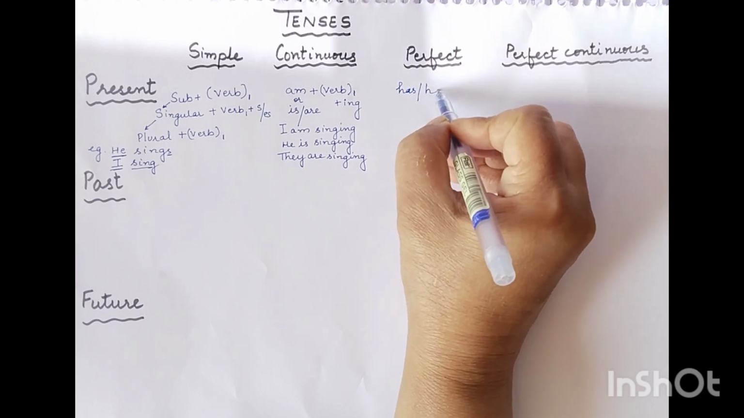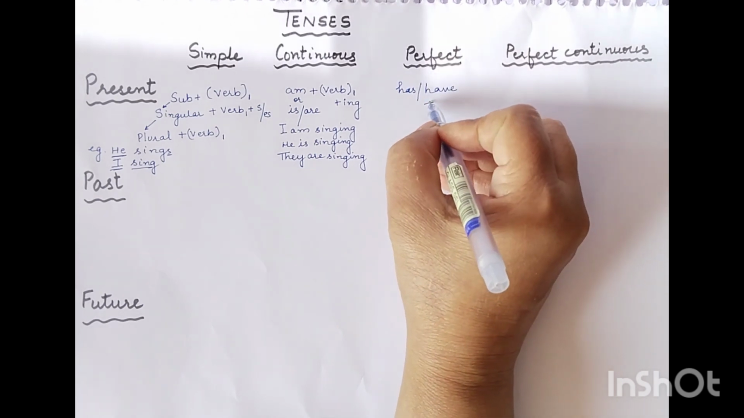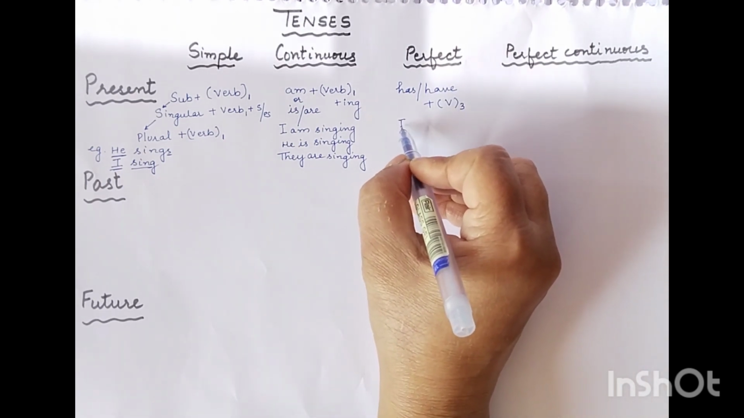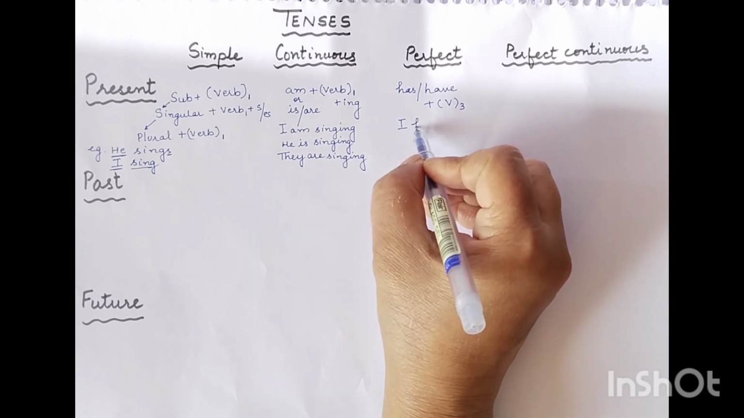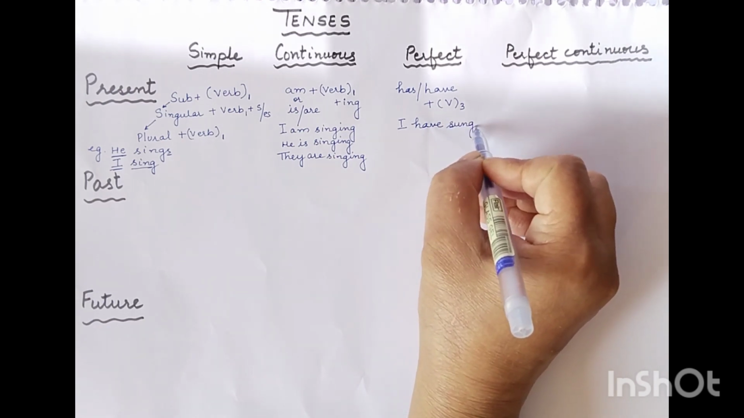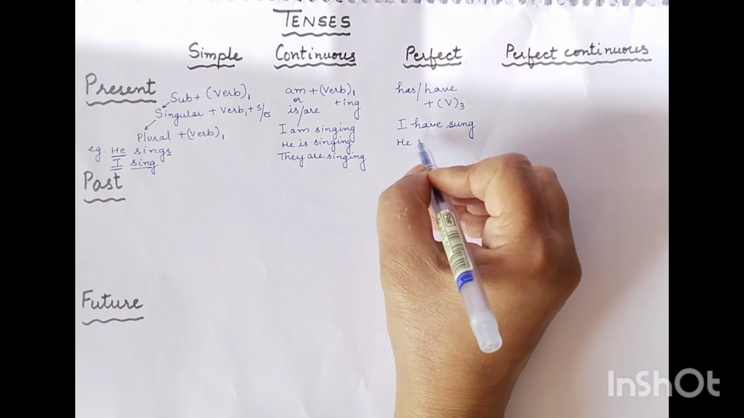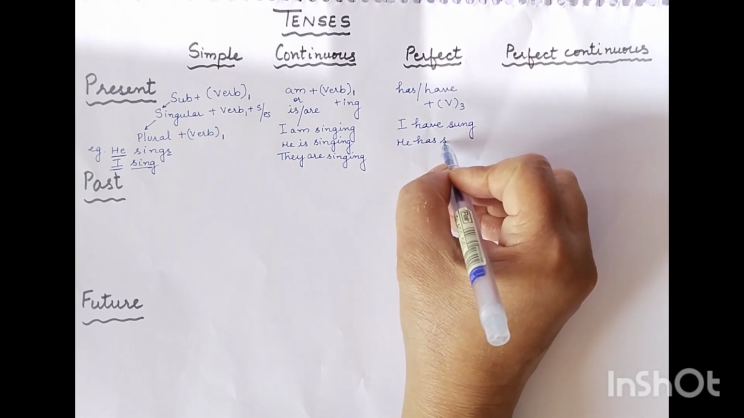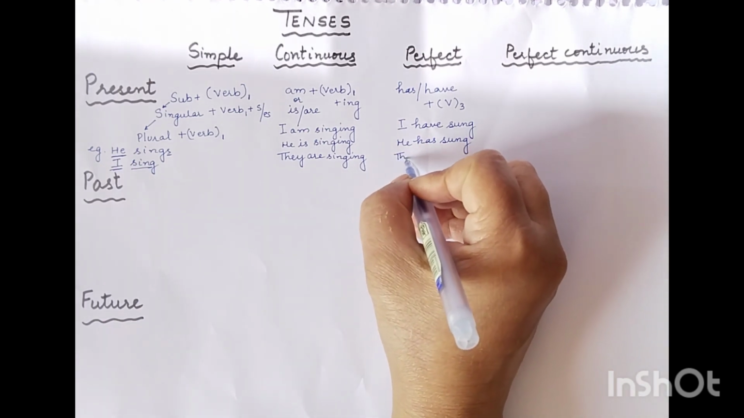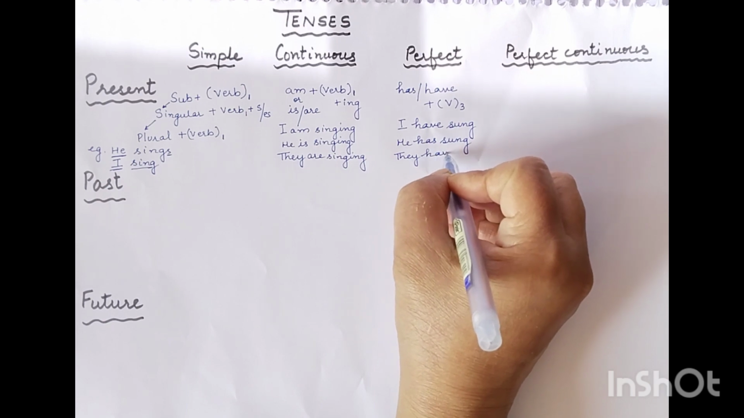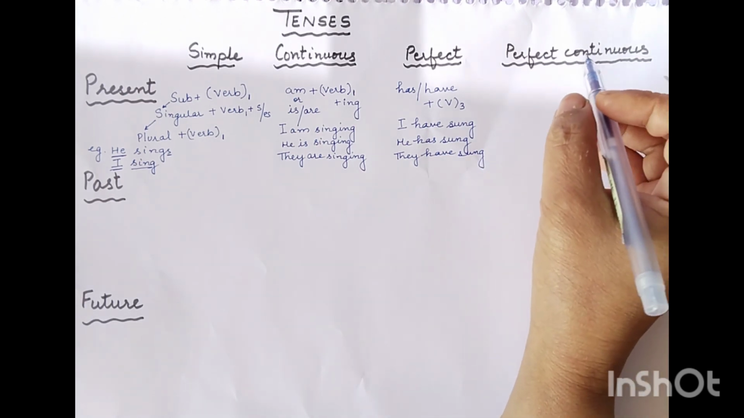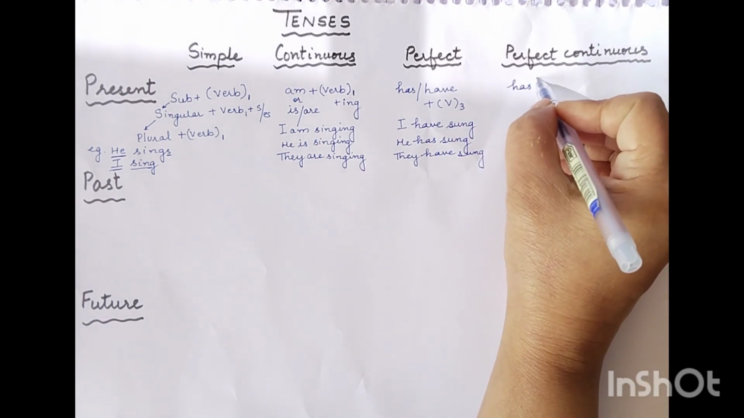Next is perfect tense, very easy. Has or have plus third form of the verb, that is past participle. For example, for plural we use have. I have sung. He, singular, he has sung. Again plural, they have sung. Sing, sang, sung. Sung is the third form of the verb.